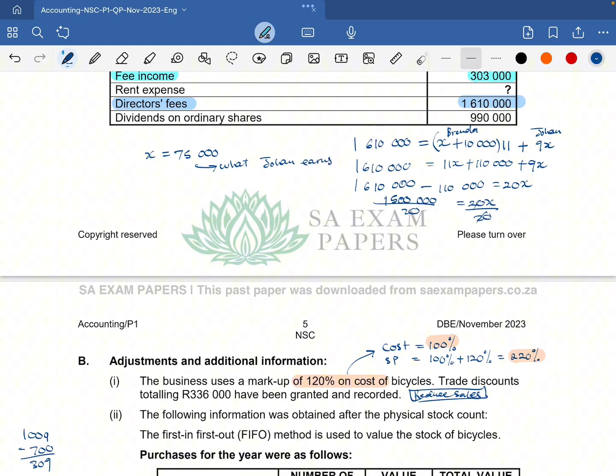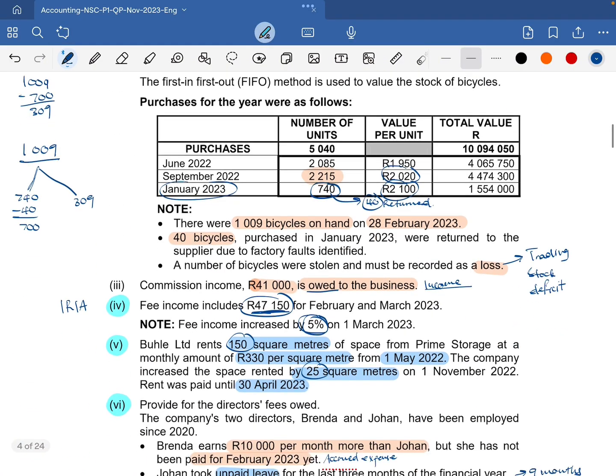But we do not owe Johan anything. So the only person we owe is Brenda. But we know that Brenda earns 75,000 plus 10,000, right? Because she earns 10,000 more than what Johan earns. So we owe Brenda 85,000. Okay, so that's what we owe.